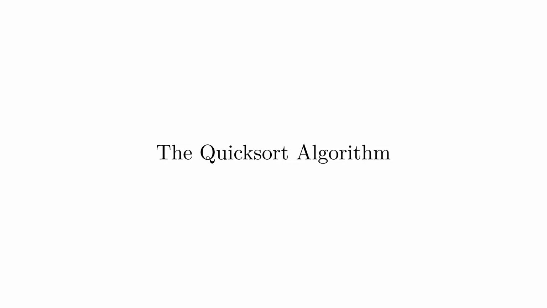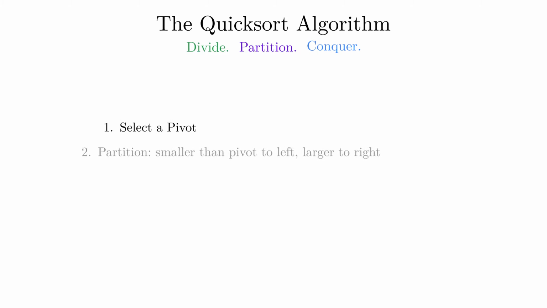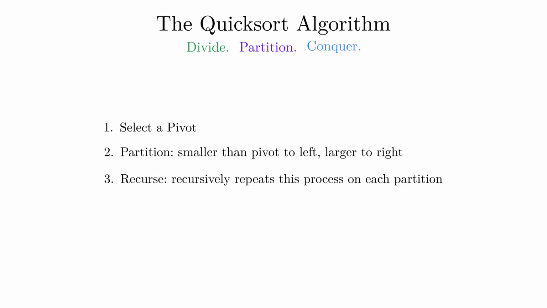Let us explore one of computer science's most influential algorithms, Quicksort. Quicksort follows a powerful idea: divide, partition, conquer. It begins by selecting a pivot. Partitioning then rearranges the elements, moving smaller values to one side and larger ones to the other. Finally, it recursively repeats this process on each partition, transforming disorder into clean order.